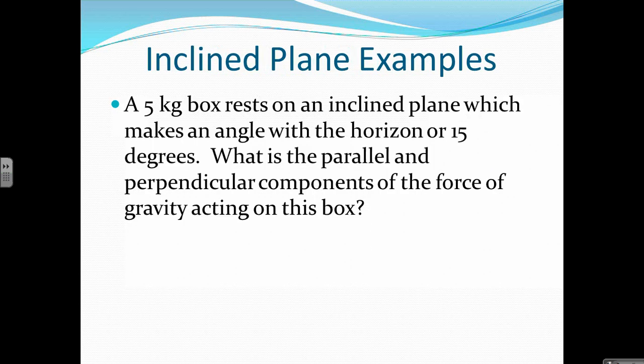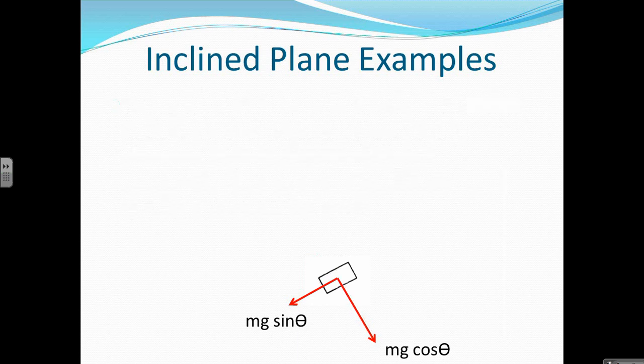So let's try a problem. In this example, a 5 kilogram box rests on an incline which makes an angle of 15 degrees with the horizon. I want to know what are the parallel and perpendicular components of the force of gravity that's acting on this box. So here I have my object on the incline. I want one force which is perpendicular to the incline. This is mg cosine theta, with the force of gravity being mass times acceleration due to gravity. And then parallel to the inclined surface, we have mg sine theta. So these are our components.